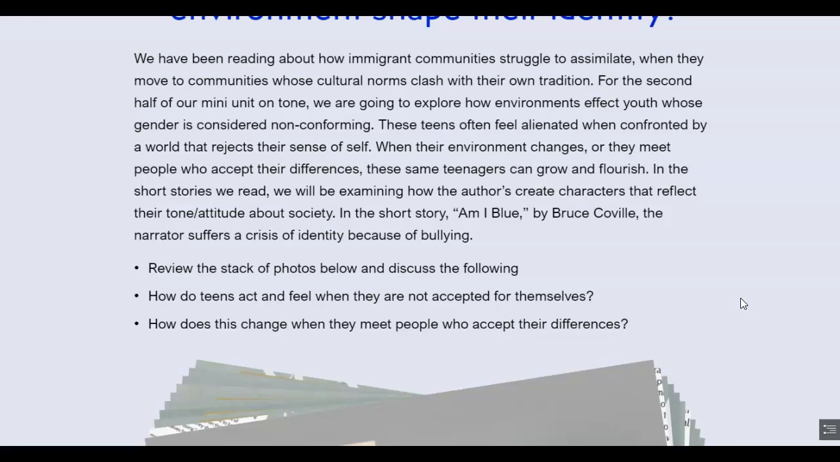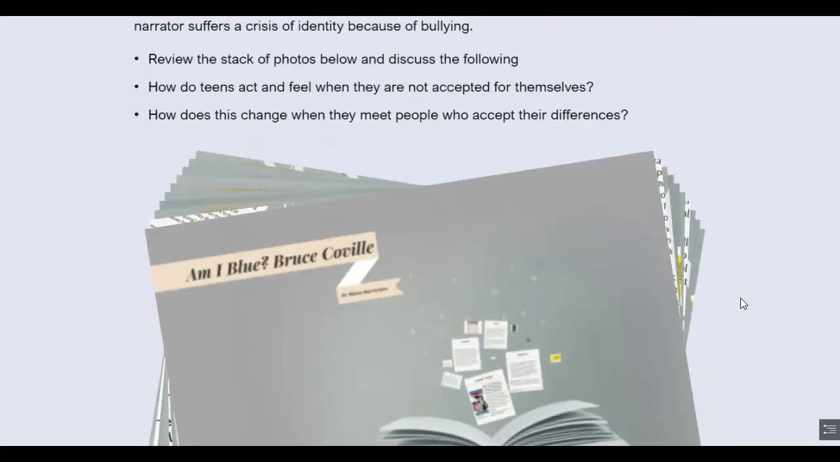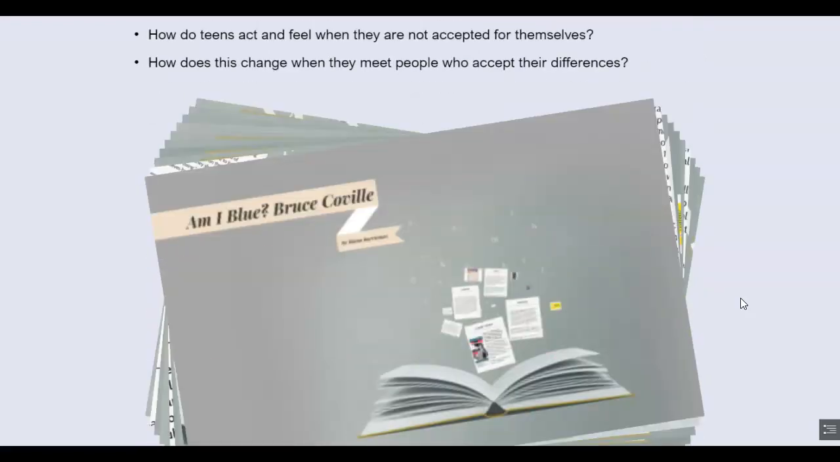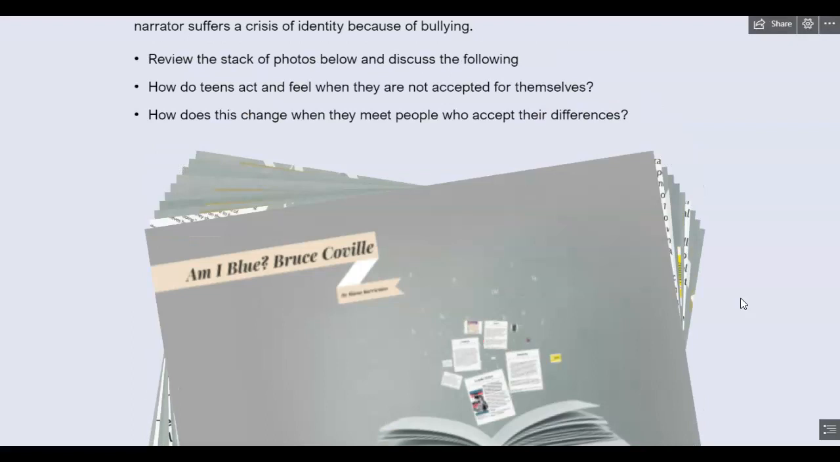In the short stories we read, we will be examining how the authors create characters that reflect their tone, attitude, and society. In the short story Am I Blue?, Bruce Coville, the narrator, suffers a crisis of identity because of bullying. So we're going to look through these stacks of photos here and look at some statistics about how teens act and feel when they are not accepted for themselves, and how this changes when they meet people who accept their differences.